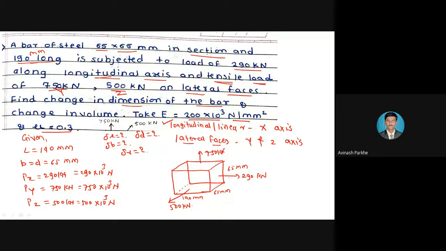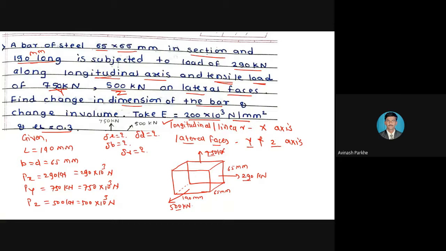So this is one bar with dimensions 190 by 65 by 65 mm, subjected to forces. One force is applied longitudinally, 290, and the remaining two forces on the lateral faces, 750 and 500 kilonewton. Such words, longitudinal axis and lateral faces, are mentioned in the statement. So keep in mind once again: longitudinal means linear, applied along the x-axis, and the remaining two are the lateral faces or lateral directions, the y-axis and z-axis. Now solve the problem immediately. You have all the given parameters. Now tell me the value of all the important terms.